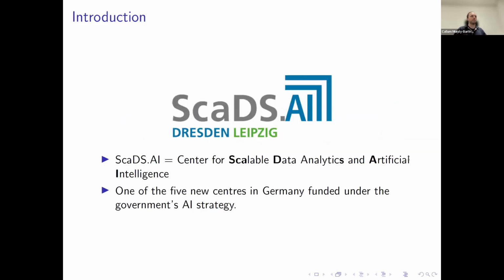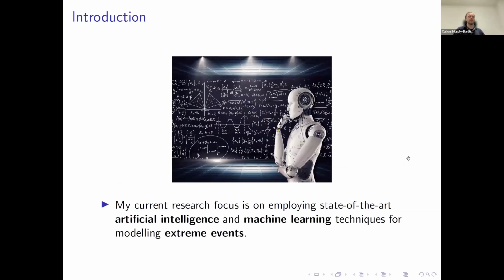SCADS is a new center in Germany. It's the Center for Scalable Data Analytics and Artificial Intelligence. It's one of 5 new AI centers funded by the government. So they're really trying to stay ahead, really trying to make sure they're prepared with AI and machine learning for the future and what may come. And hence they're throwing money at anyone doing AI research. So because of that, my current research focus is really on employing these kinds of techniques, machine learning and AI, in the context of modeling extreme events, extreme value theory, my background.